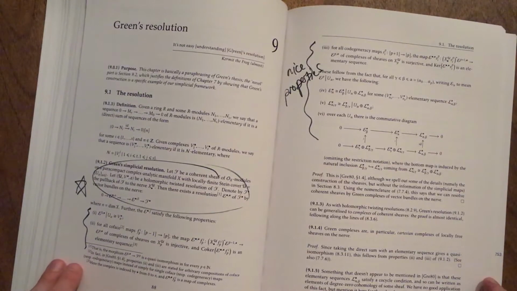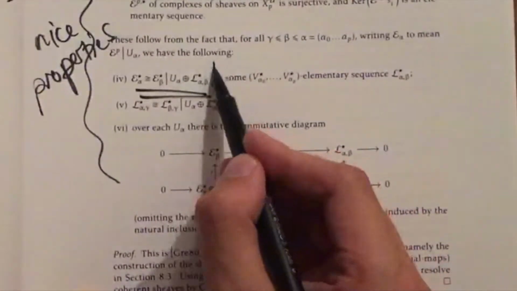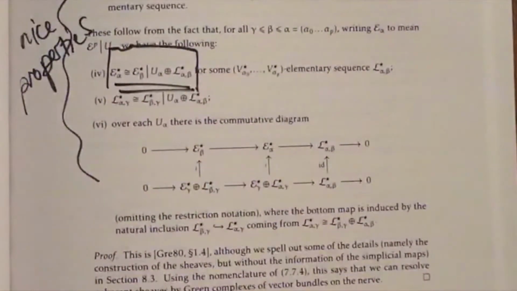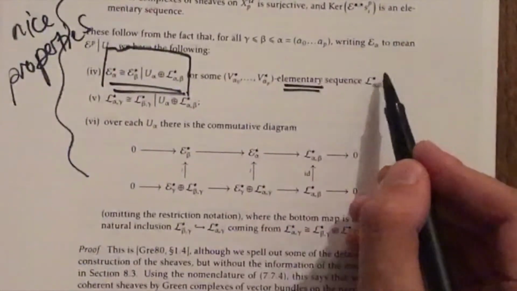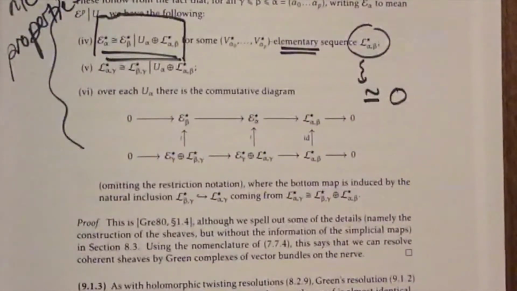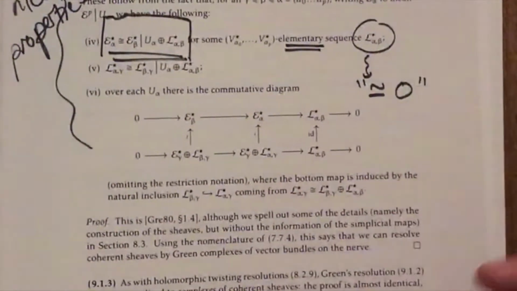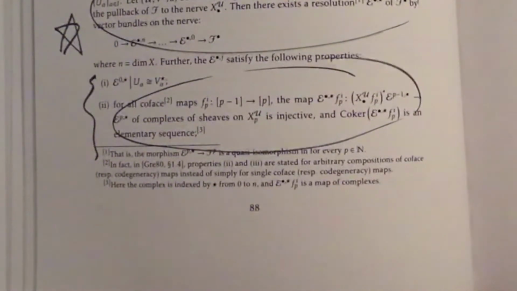Another way of describing them is the following. On any intersection U alpha beta, these vector bundles on the nerve look like the part over U alpha, direct summed with something that is homotopically trivial. Formally speaking, we mean something that is elementary, that is a direct sum of possibly shifted identity morphisms. This implies, in particular, that the coface maps are injections, and that the codegeneracy maps are surjections.